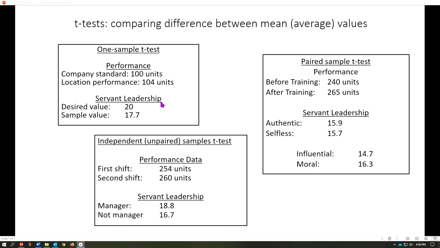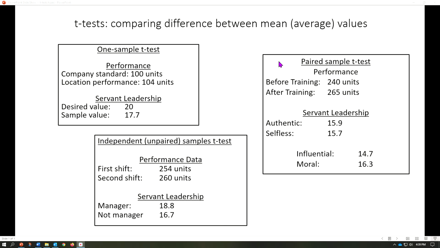Servant leadership, if we're looking at, let's say, an assessment like that, and the desired value of our management team is 20, we want to see if they're servant leaders. And so we collect data on our team, and the sample is 17.7. We look to see if there's a statistically significant difference, because if not, then maybe we don't spend the revenue or the money on training. But if that is significantly lower, then perhaps we need to do some servant leadership training.